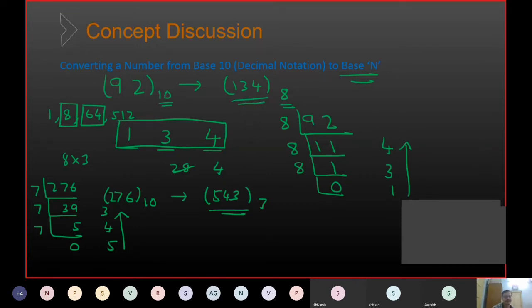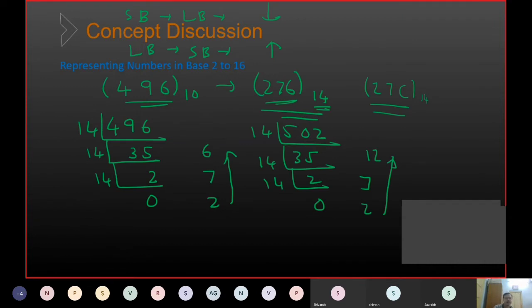134 is greater than 92. When you're going from base 10 to base 7, again the number is increasing. This will hold true in every case. When you're going to a larger base, the number will decrease. When you're going to a smaller base, the number will increase.